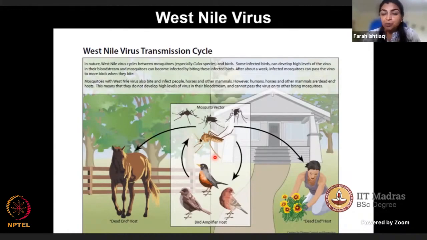The interesting thing is that it's called a dead end host because when it infects humans, or here a horse, they cannot transmit to any third host species. That's where the cycle stops, and that's what we call a spillover infection. As in the case of SARS-CoV-2, you must have heard this term several times, that it has spilled over from other animals, and it has now become a problem, and can even be transmitted from one human to another.